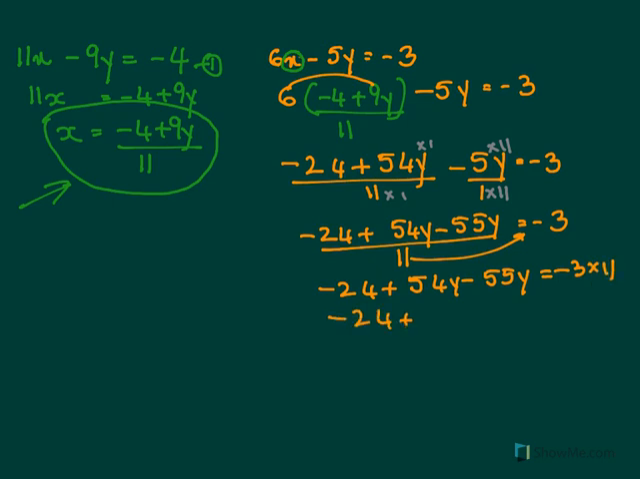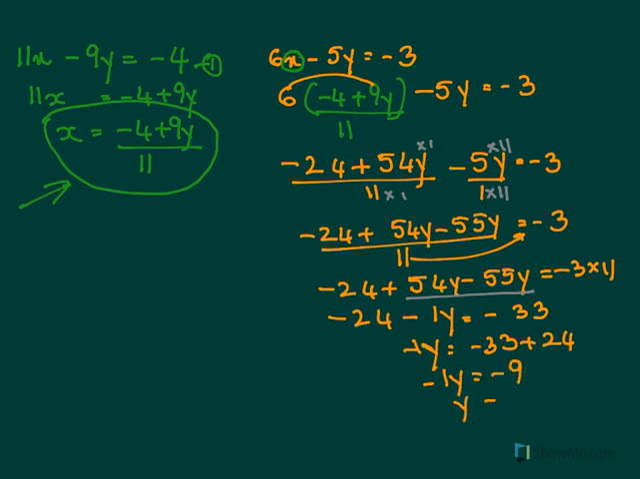So minus 24. I can put these two together now. 54 minus 55, and that would be minus y. So here I have minus 1y equal to minus 33. So minus 1y will be minus 33 plus 24. Minus 1y will be minus 9, and your y will be 9. So we've got the value of y.